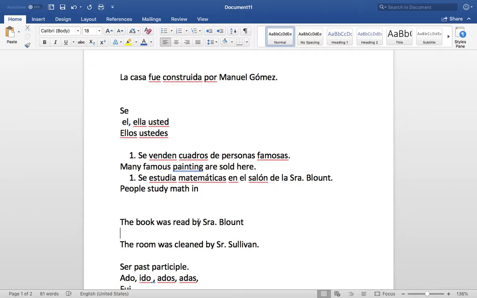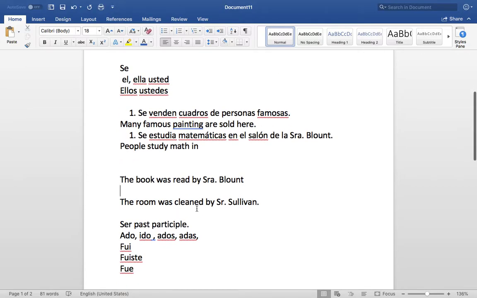All right, so the subject is the one who's receiving the action. And you're using the verb to be, you conjugate it in past tense, and then pasado participio. The room was cleaned by Señor Sullivan. Again, the subject is receiving the action, and you must use by and the name of the person. We put their names at the end.